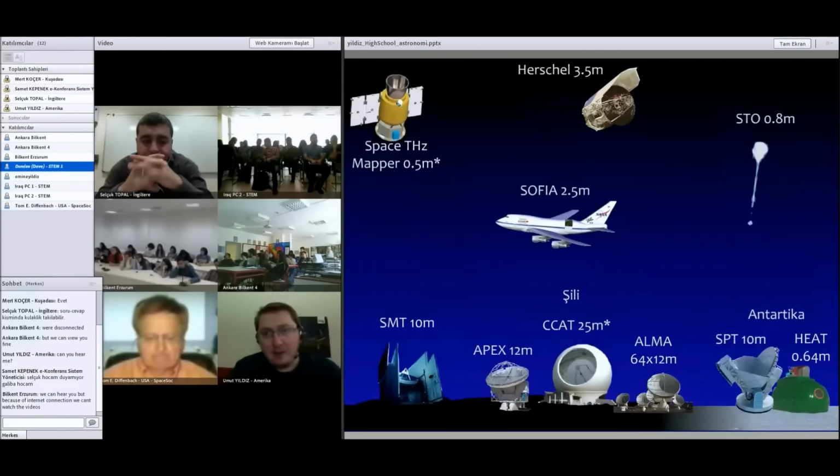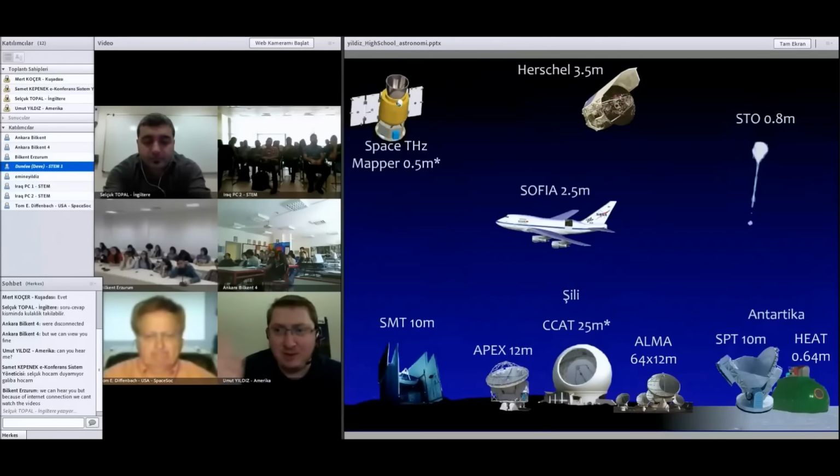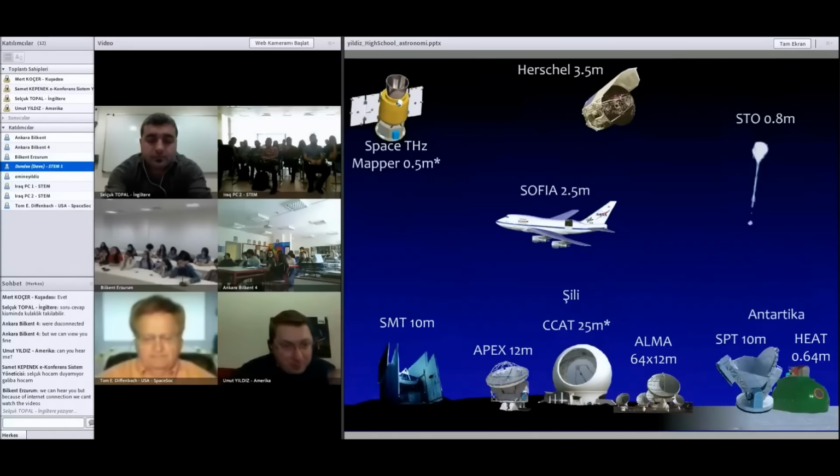And apart from space telescopes, there is, for example, STO, the Stratospheric Terahertz Observatory. It's a telescope inside a balloon.